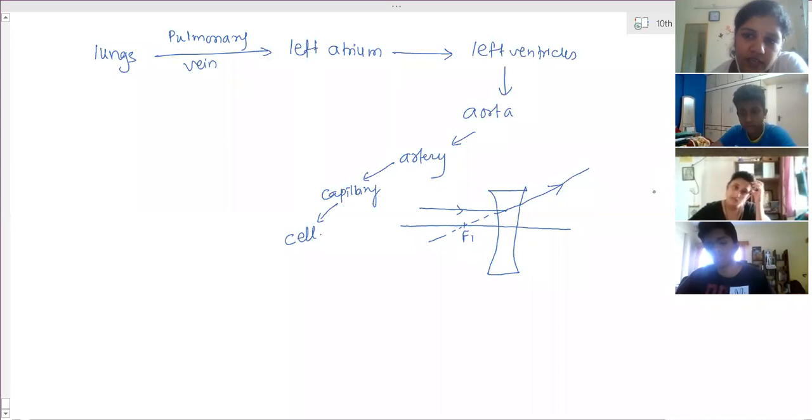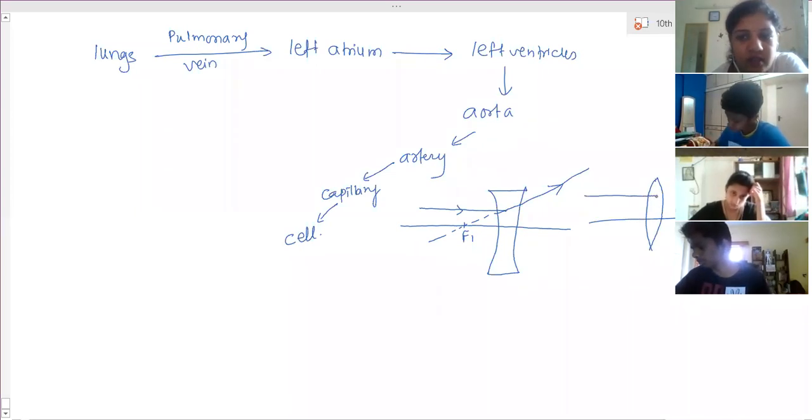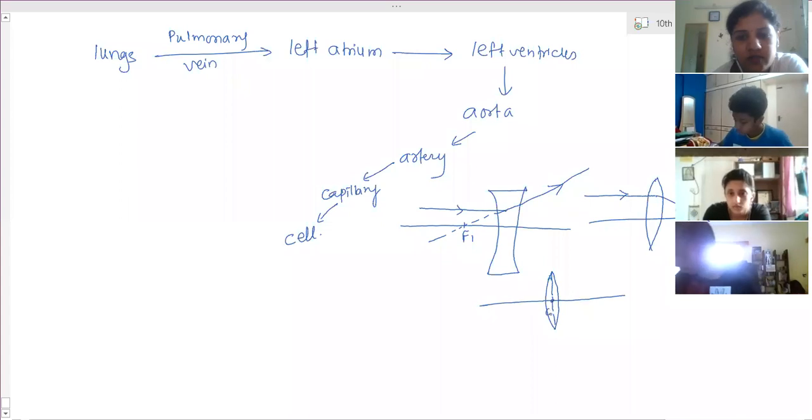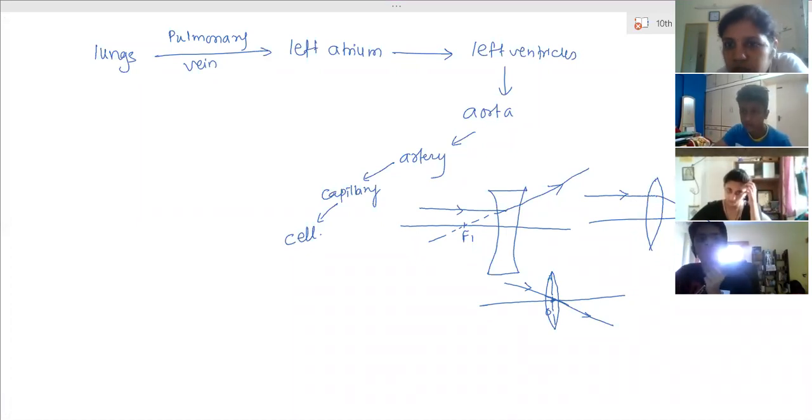Okay. Second, a ray parallel to the principal axis of a convex lens. In this case it converges at F2. And the third one is a ray passing through the optical center. This is the optical center. So it goes undeviated. Passes through focus, I think so. Second one is given.